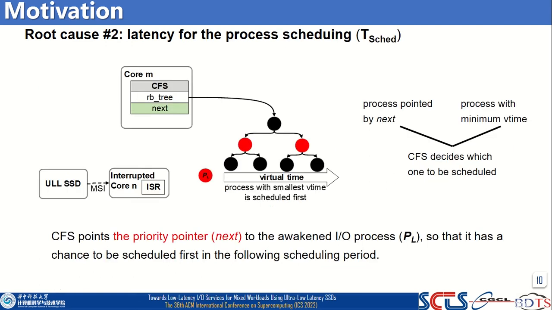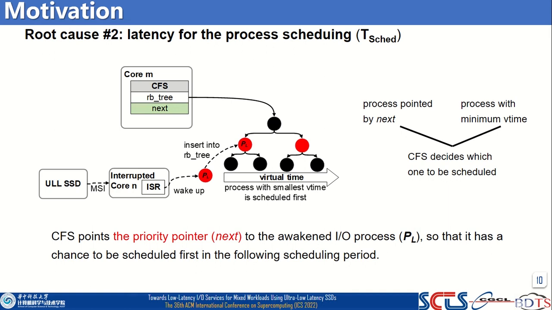Now let's focus on the reason of significant latency increase in process scheduling. The figure illustrates the wake-up flow of a process. Once an I/O is completed, the interrupted core N will execute the ISR to handle the I/O completion. ISR will wake up the suspended I/O process, insert it into the running queue of the target core M, but the awakened process has to wait until it is rescheduled. CFS schedules the processes according to the virtual time. Usually, a process with a smaller wait time is scheduled earlier.